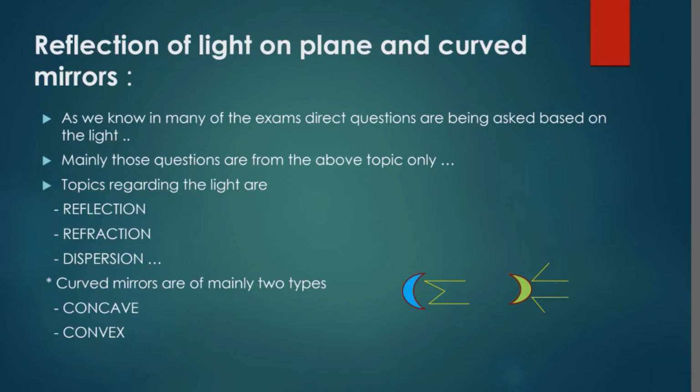In reflection, the angle of incidence and the angle of reflection must be equal. Here the angle of incidence is denoted by I, and the angle of reflection is denoted by R, where we know I equals R.